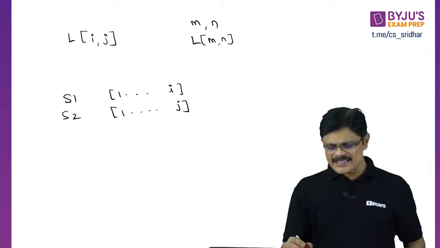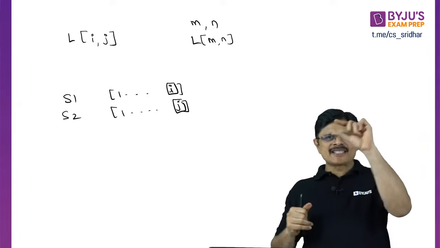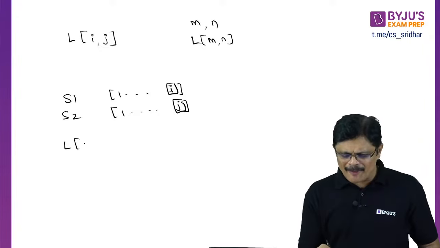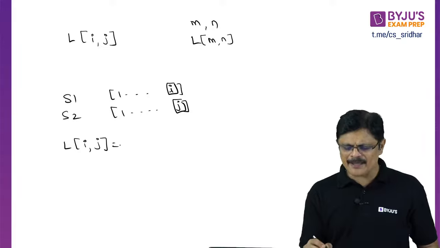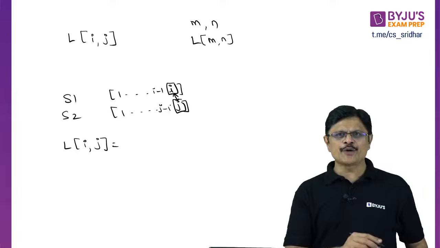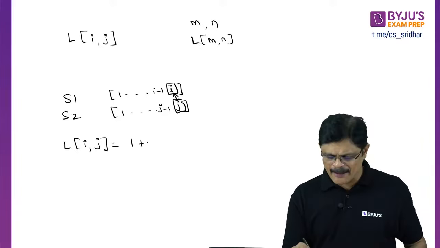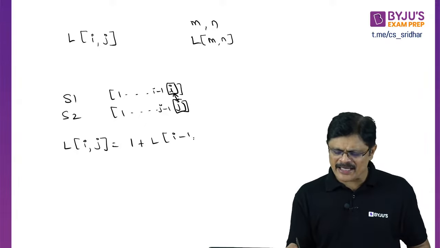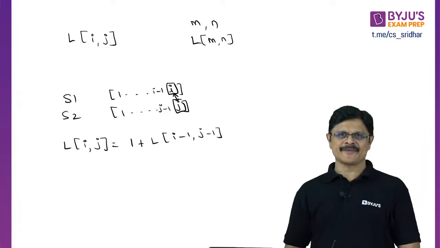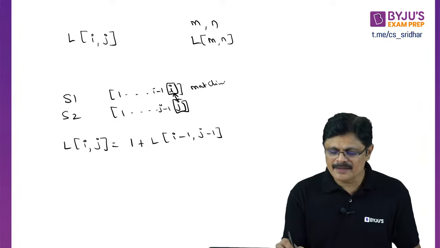See, one thing is, these two may be matching. I am talking about the last symbol. The last symbol of the first sequence and the last symbol of the second sequence may be matching. Then what will be the longest common subsequence of L(I, J), sir? Because these two are matching, we just need to consider the remaining subsequence. Because they are matching, we already got one length matching. What is the remaining subsequence? L(I minus 1, J minus 1) will be the remaining subsequence. This is case 1.